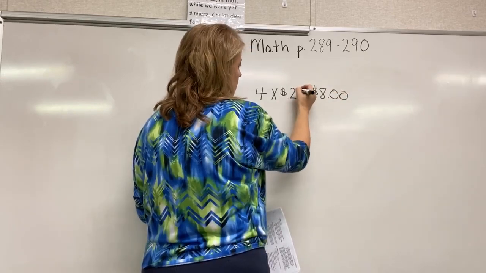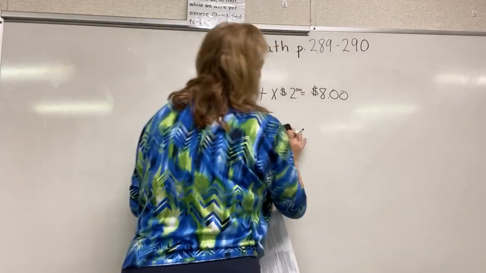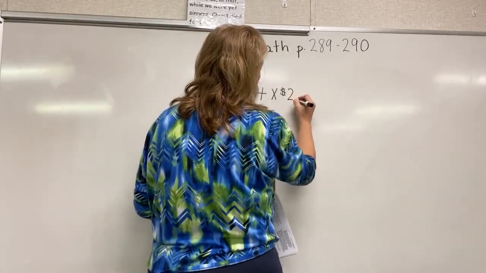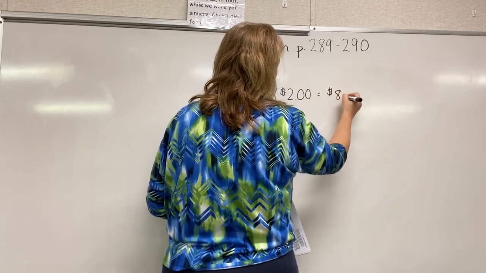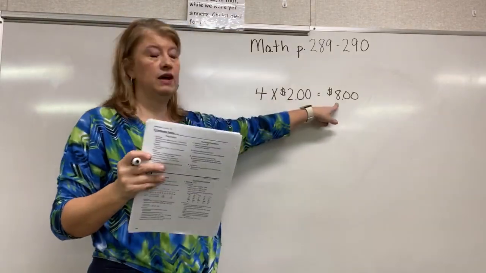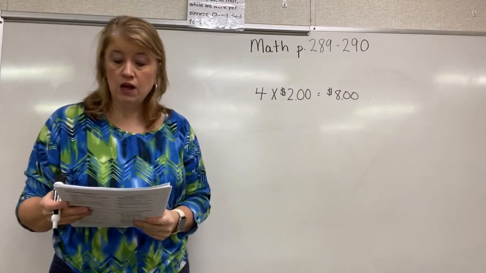Let me just write it out correctly so it will be done correctly. Make it nice and neat. So 4 times $2 would be $8 because we're just doubling the 4.